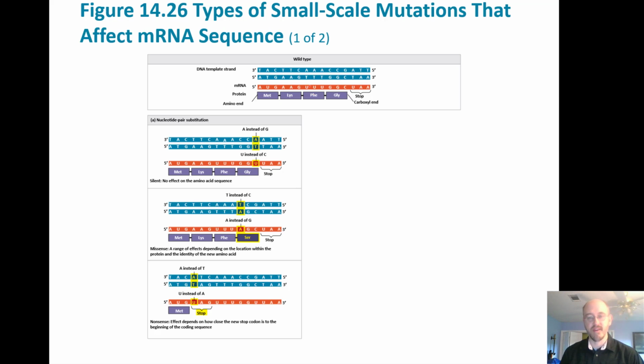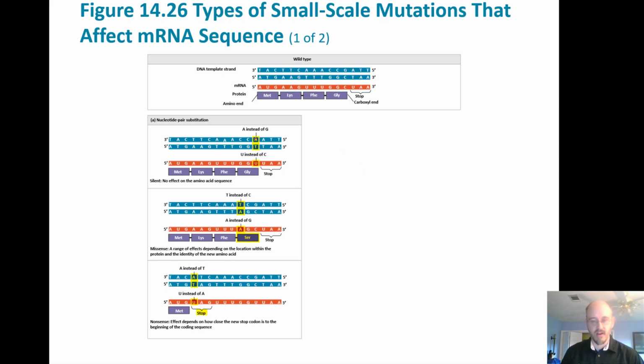MET, LYS, PHE, and GLY, those are the amino acids, and they're all stuck together, and that's what it looks like. Okay, there it is, all done. Now it's going to show you various kinds of mutations. There are different consequences of nucleotide substitution, this type of point mutation.